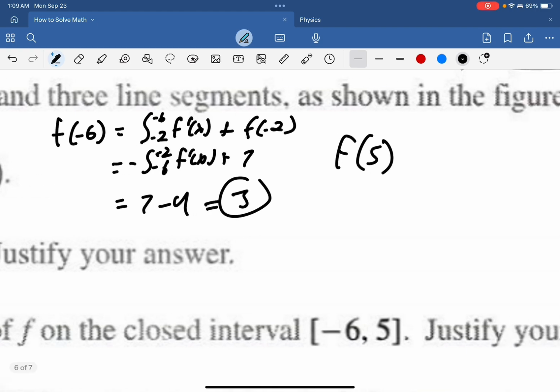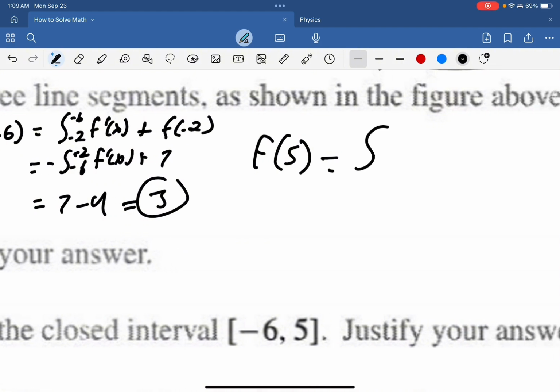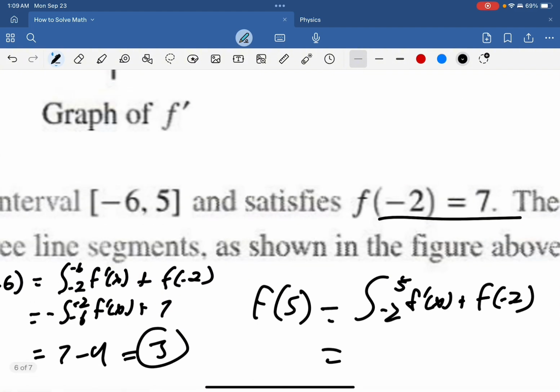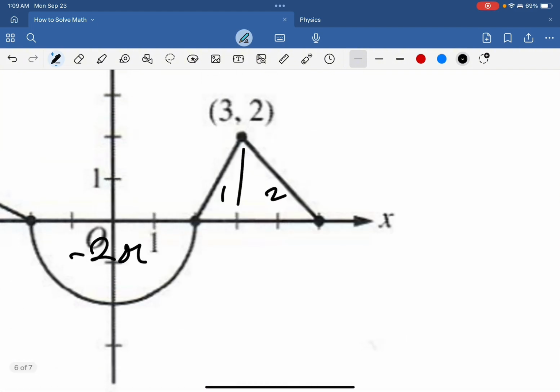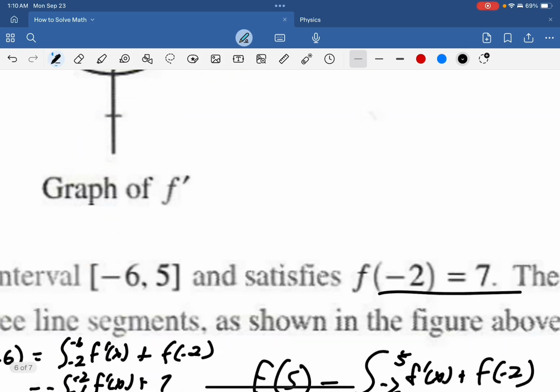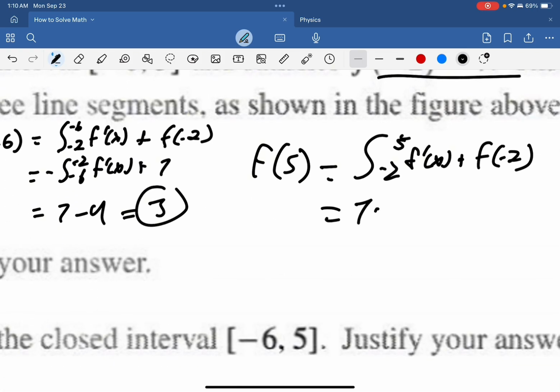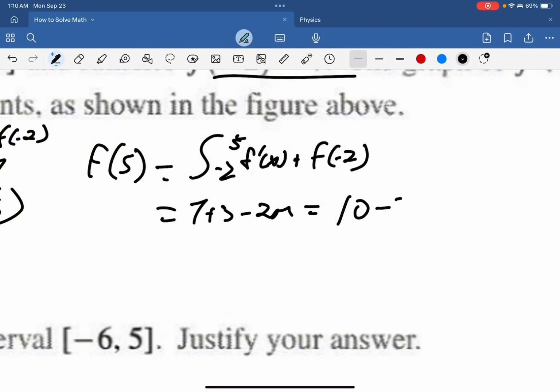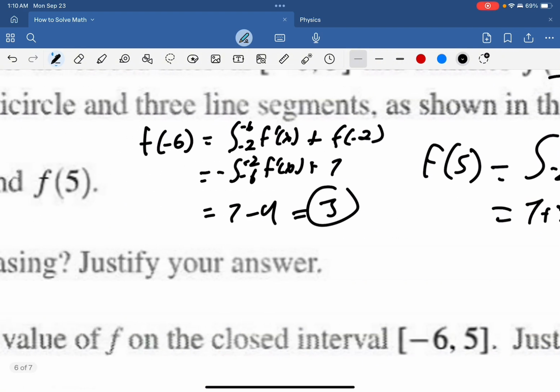F of 5 is equal to the integral from negative 2 to 5 of f prime of x plus f of negative 2, which should give us negative 2 pi plus 3. So 7 plus 3 minus 2 pi, which is going to be 10 minus 2 pi. There you go. There's the two answers for that one.